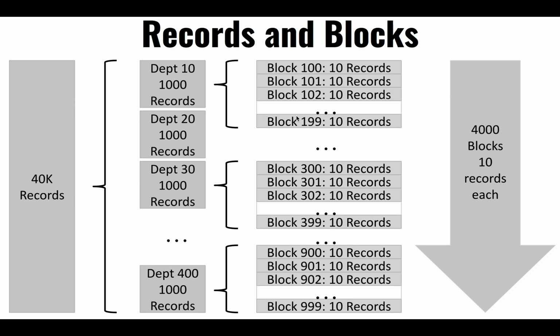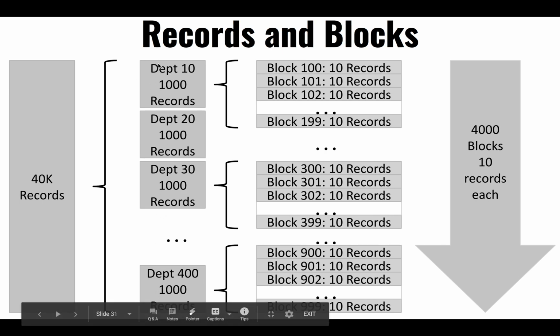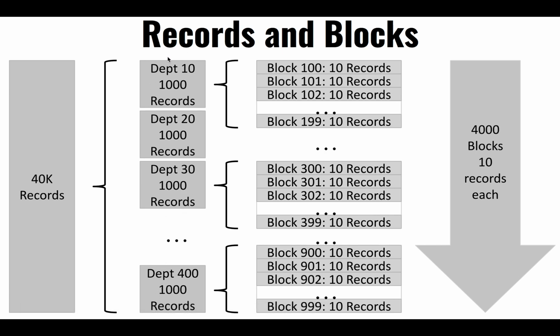So here's graphically, more or less, we have 40,000 records. We know that for these 40,000 records, there are 10 records per block, right? So in total, there are 4,000 blocks, right? So we have 40,000 records divided by 10 records per block. So there are 4,000 blocks here.